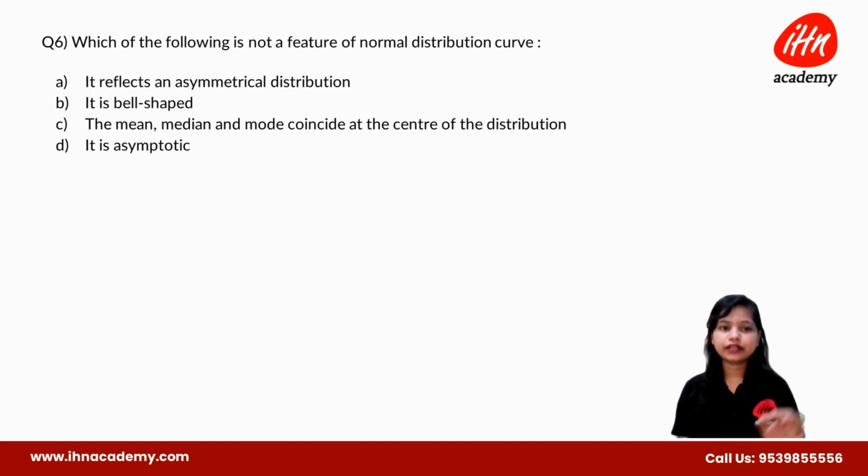Then it is bell-shaped, correct? The mean, median, and mode coincide at the center of the distribution, correct? It is asymptotic. It is also true. So option number A will be your answer because it is asking not a feature of normal distribution. Be very attentive throughout your question paper. Whenever you are attempting a question, do read it carefully. Okay, so you are asking like not a feature of normal distribution curve, so answer will be option number A.